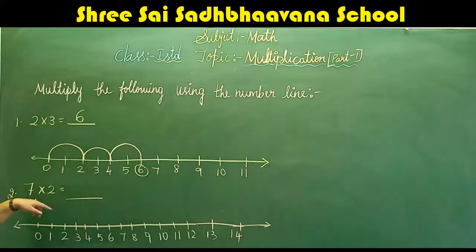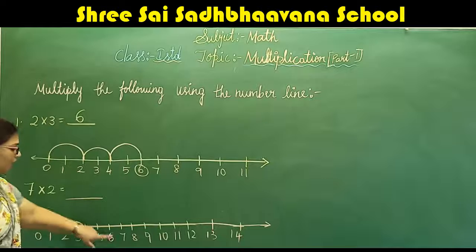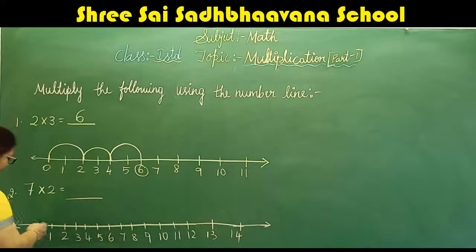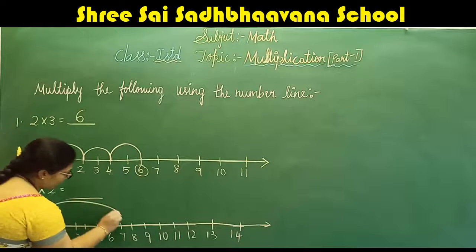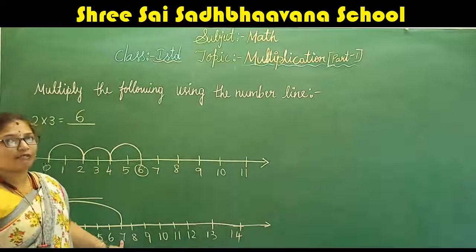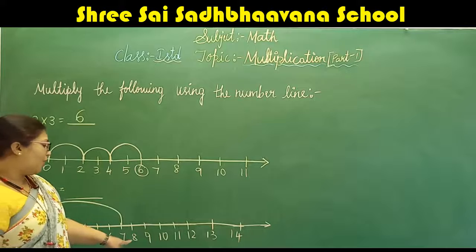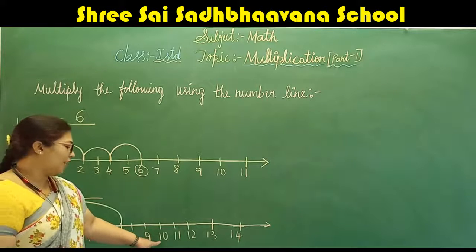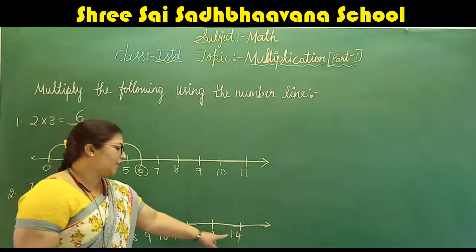So next 7 into 2. So 7 number you have to mark 2 times. So now 1 to 7. So 1 to 7. 1 time. So from 7 again 7 number you have to take. So 8, 9, 10, 11, 12, 13, 14.